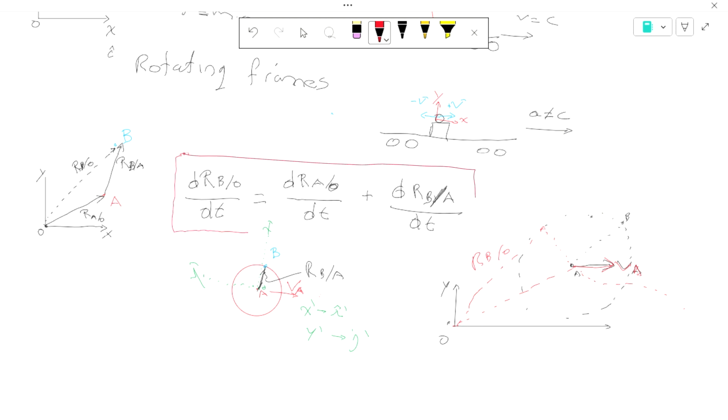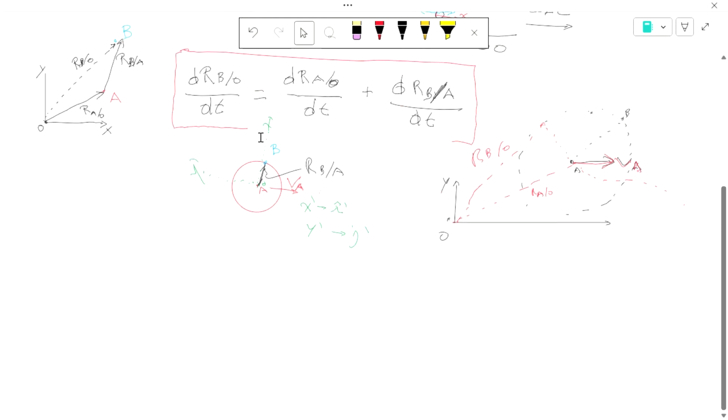This is the basic point to start from. The change in the direction of B with respect to O is equal to the change in direction, the change in distance with A from O, this right here, which is changing in direction with time, plus this distance right here at every instant. All right, so let's do that.